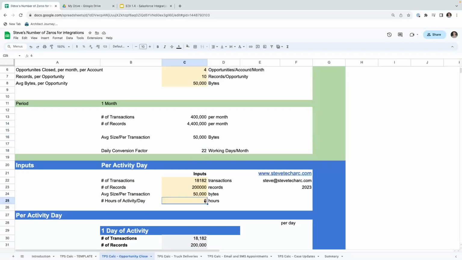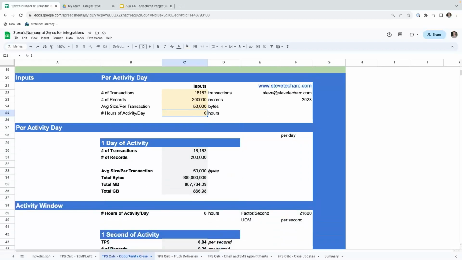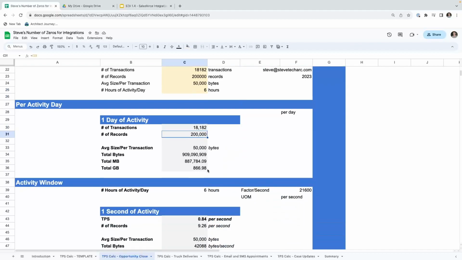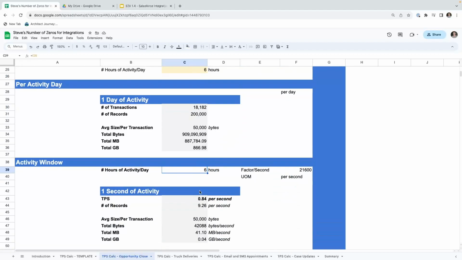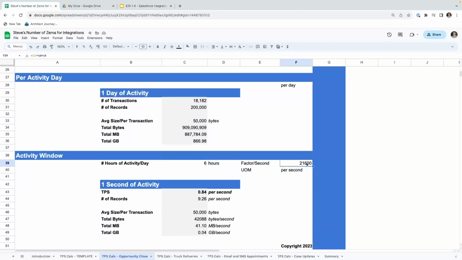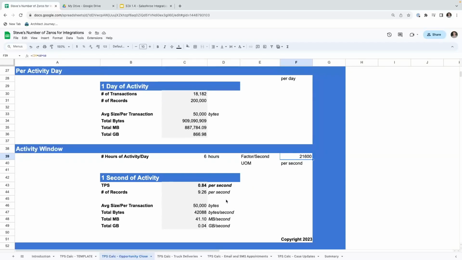And we're going to assume that these records only come across when the business users are closing the opportunities. And we found that there is generally a 6-hour window that they're going to be operating in. If so, we're going to come up with some daily numbers, number of transactions, number of records, average byte size. We're going to take those 6 hours and divide these by this factor. And this factor is the number of hours divided by 60, 60 minutes in an hour, 60 seconds in a minute. And we're going to now have a TPS, transactions per second.